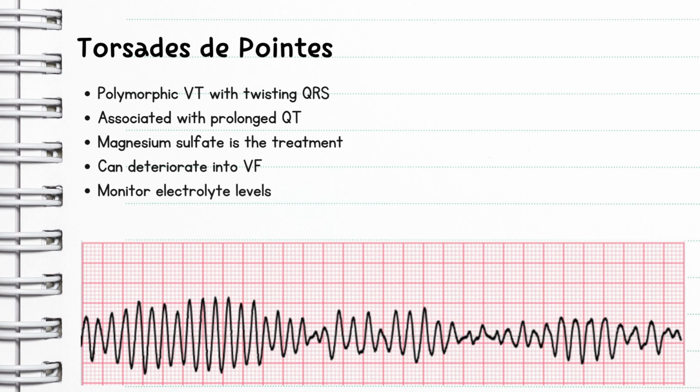So without treatment, torsades can quickly turn into VFib, and so it's important that you give that mag and you act fast. Also, if you just monitor electrolyte levels, particularly potassium and magnesium, that can help to prevent this from even happening. So we want to pay attention to those electrolytes.